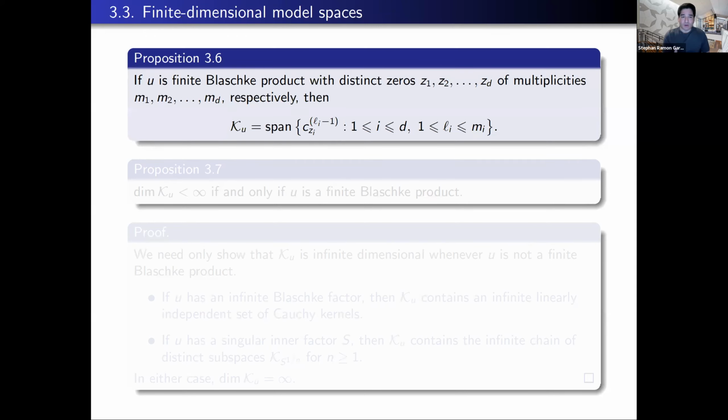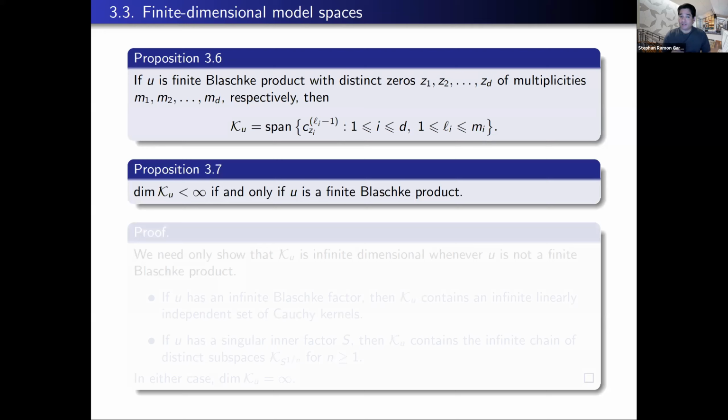Now, the thing I want us to recognize here is that this is possible really only because we've got a finite Blaschke product. If we had an infinite Blaschke product, I have issues of convergence in that denominator from the preceding slide. If I've got a singular inner function, I have no idea what's going to happen here. So these finite dimensional model spaces occur if and only if the inner function is a finite Blaschke product. And there's an explanation for why this occurs.